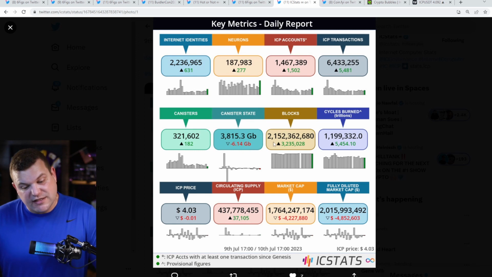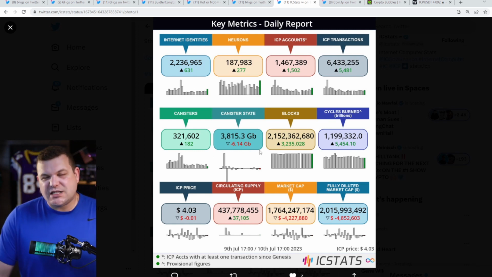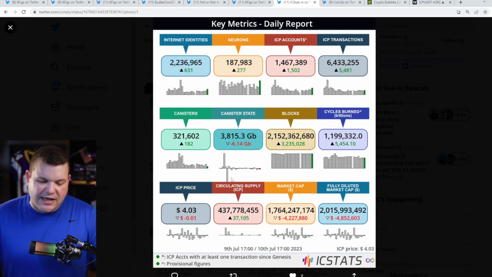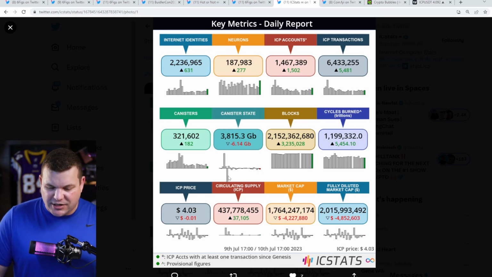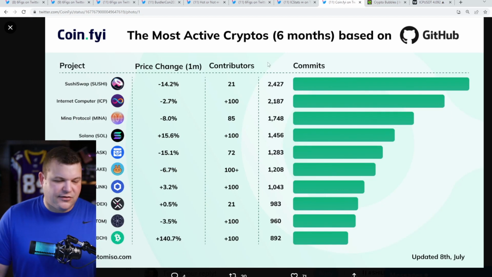We are down 6 gigabytes. So somebody must be doing some testing or something like that, or there must be some sort of glitch here. But it is what it is. This is always something cool to look at as well.